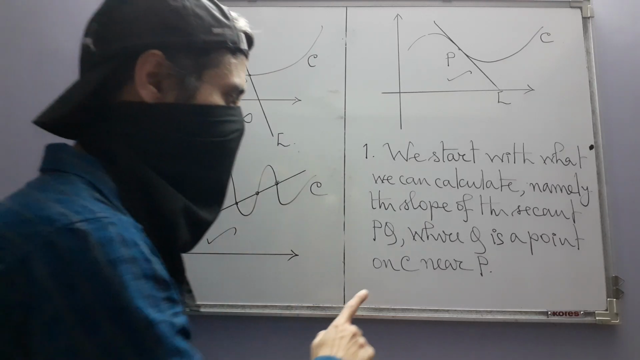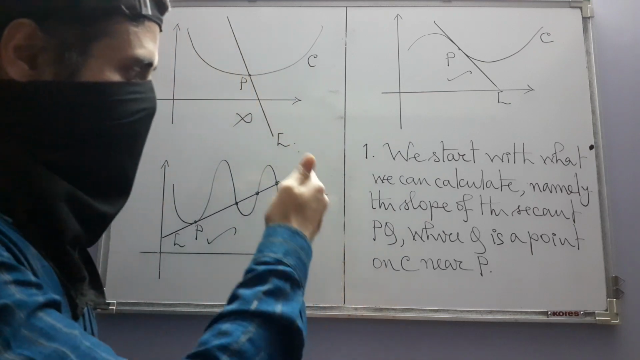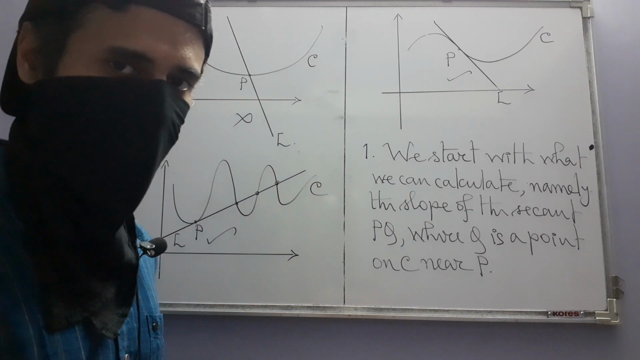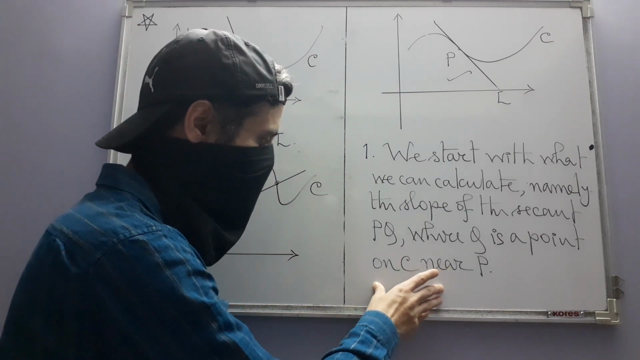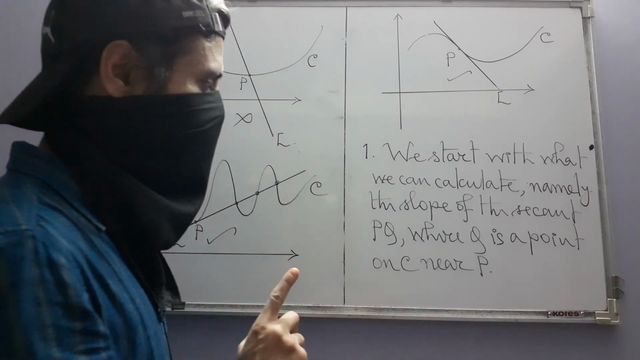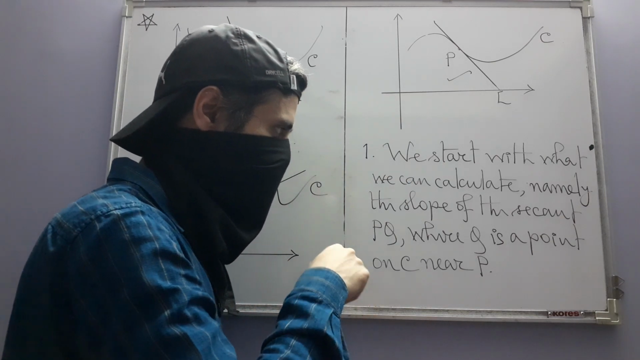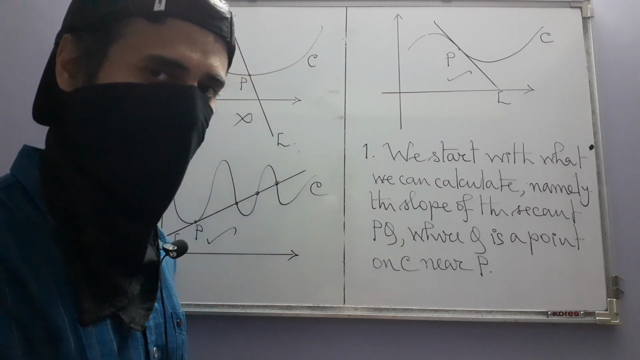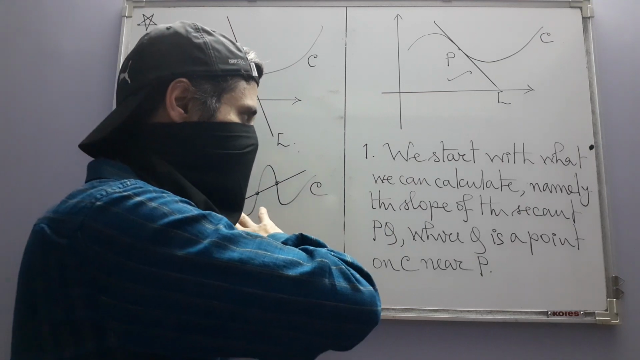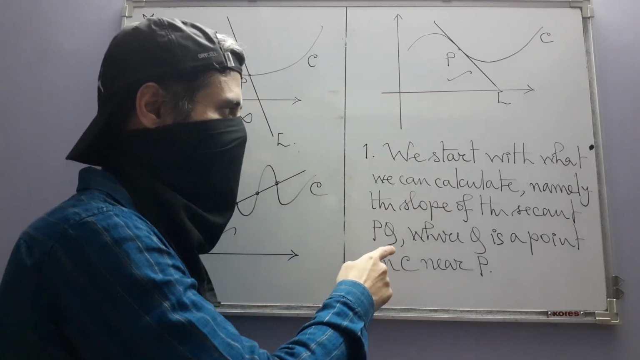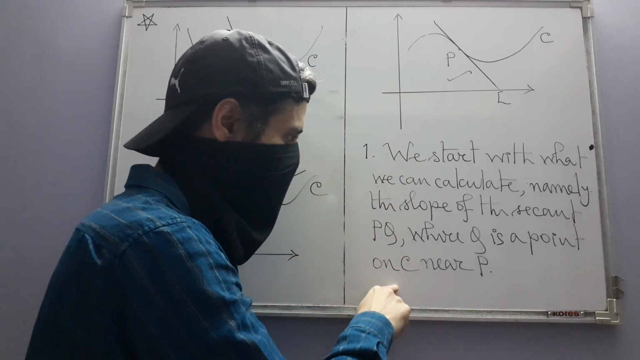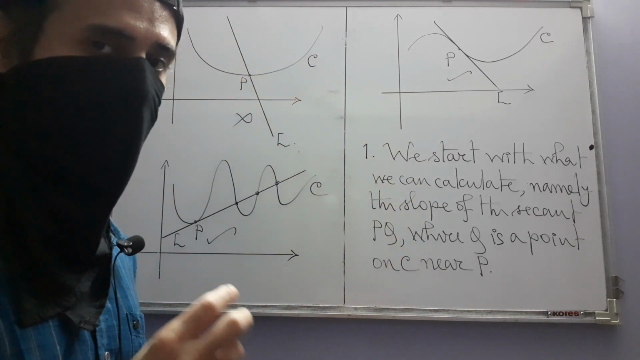Now in the limiting position, when Q approaches P, the slope is changing because the secant line is changing, and that quantity, if it has a limit, that limit we will define as the slope of the tangent to the curve at the point P. So instead of straight away defining the tangent at P geometrically, we take the help of slope and take the help of limit.